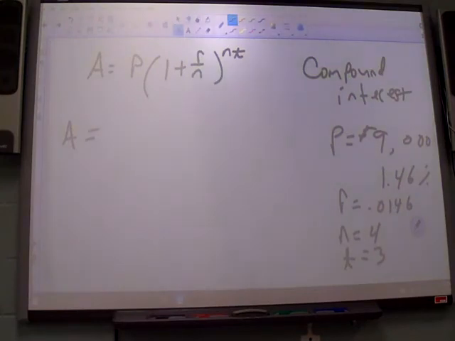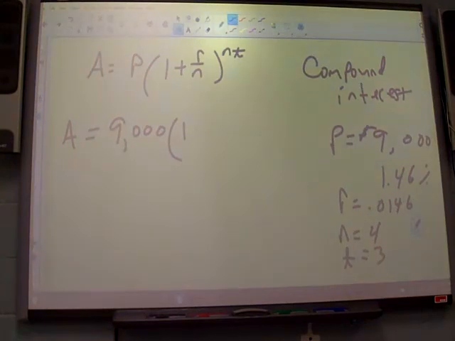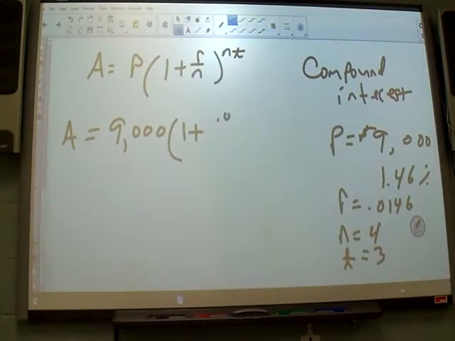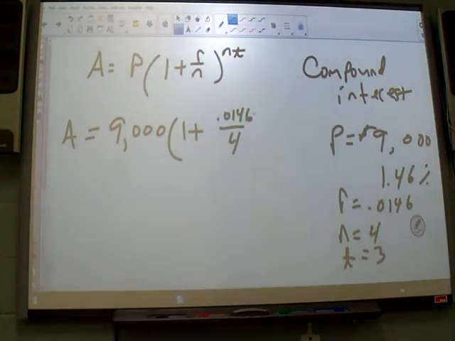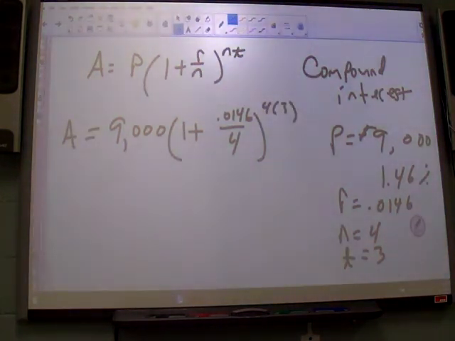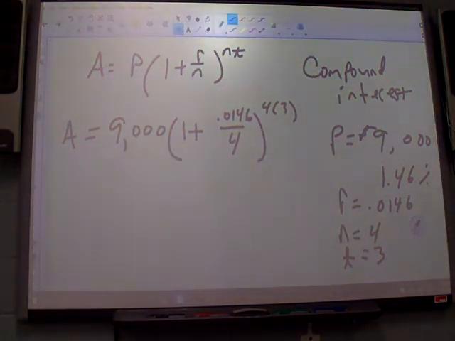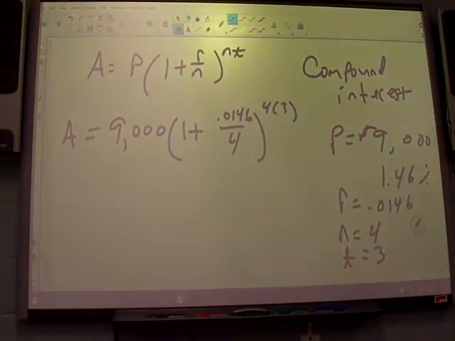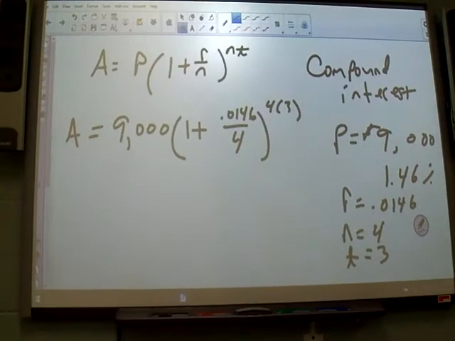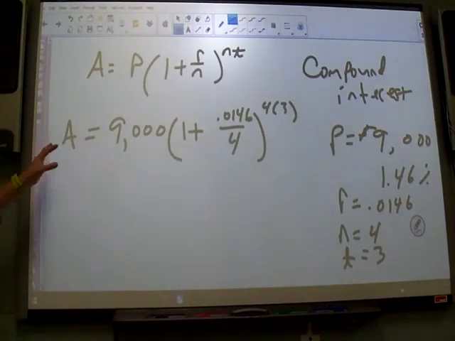So we say A equals, starting with $9,000, 1 plus 0.0146 divided by 4, to the 4 times 3 power. Now you don't want to be in the y equals screen. You're just working on your normal add, subtract, multiply, divide screen because you've done all this stuff. You've given them $9,000. You've sat back and waited 3 years. Now how much money's in your account? So you're just looking for that answer.